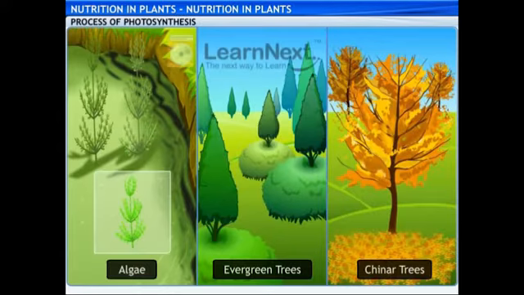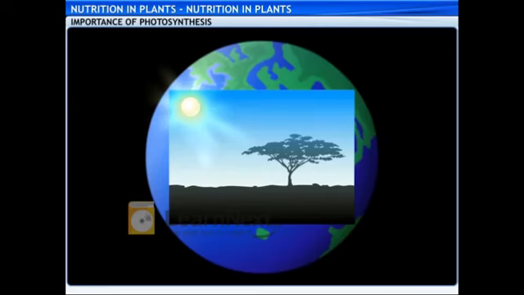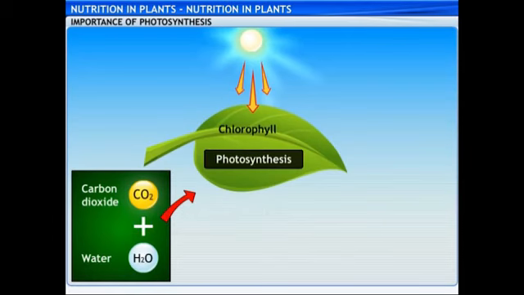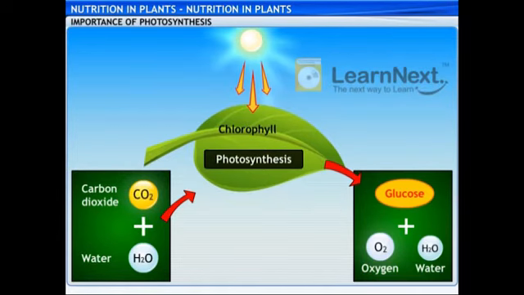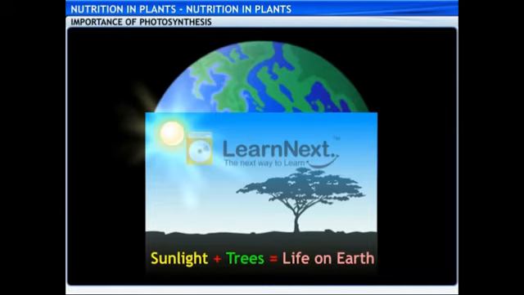All chlorophyll-containing plants, including algae, and some plants with red, brown, or other dominant pigment, make food using this process. Can you guess why the sun and trees are called the lifeline of our planet? Without energy from the sun, plants will not be able to make food through photosynthesis. And if photosynthesis does not take place, we won't have enough oxygen and food to sustain life on Earth. Thus, both sunlight and trees are essential to sustain life on Earth.